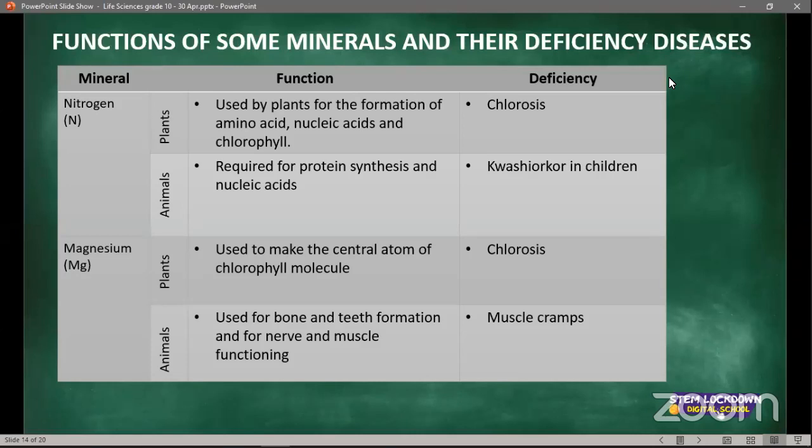And the mineral magnesium in plants is used to make the central atom of the chlorophyll molecule. So the deficiency then leads to chlorosis. So you guys can see that if a certain mineral is used to make chlorophyll, then the deficiency will be chlorosis, because chlorophyll will not be made sufficiently, then the plant will become yellow in pigment. Okay, so magnesium in animals is used for bone and teeth formation and for nerve and muscle function. The deficiency thereof is muscle cramps.